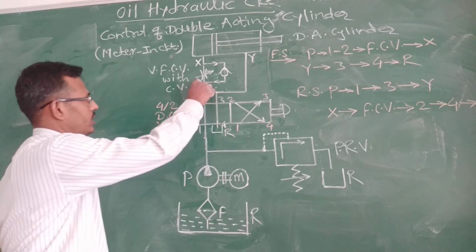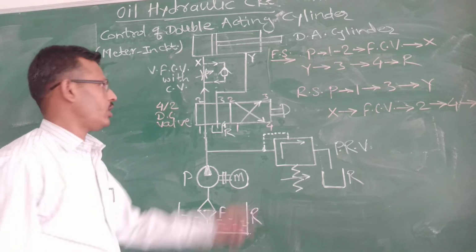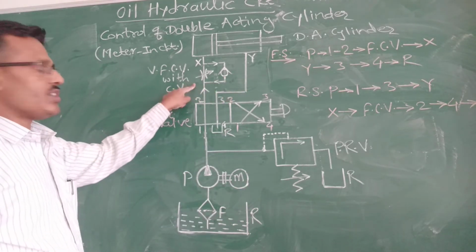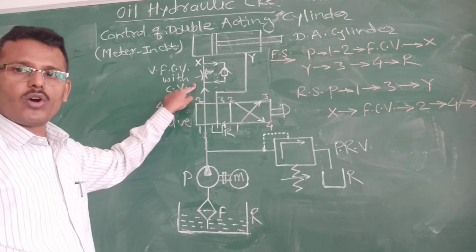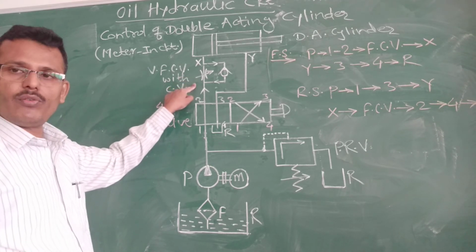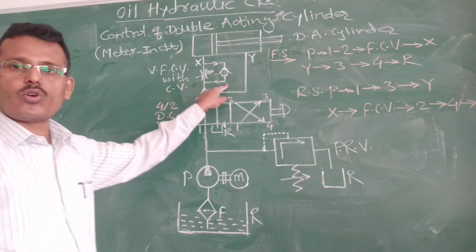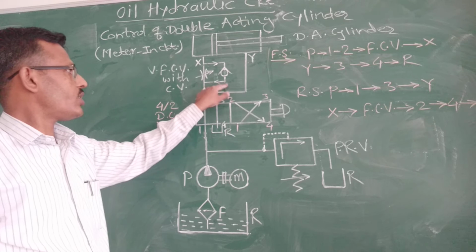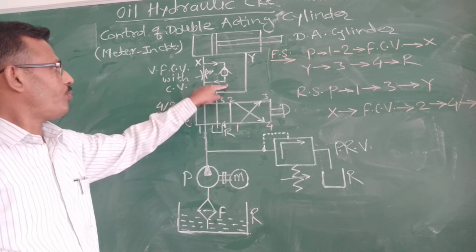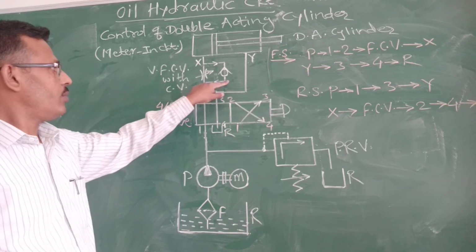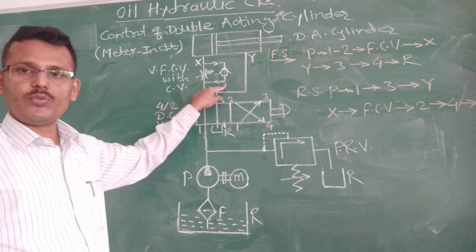Then the next component is the variable flow control with the check valve. Here we can change the flow rate of the oil by operating this variable flow control, and here the check valve is provided. It is also called a non-return valve. The function of the check valve is to permit the flow of oil in one given direction. It does not permit the flow of oil in the reverse direction.